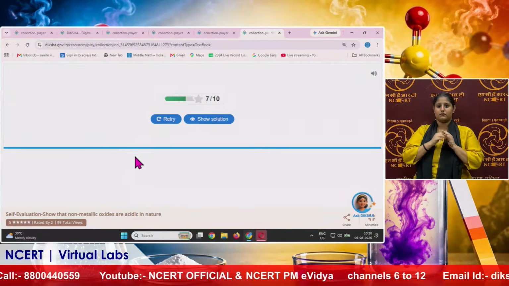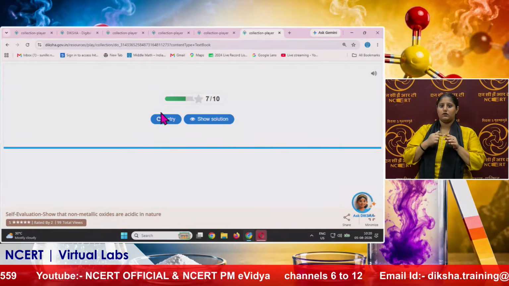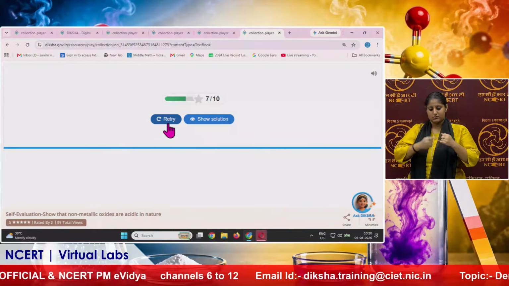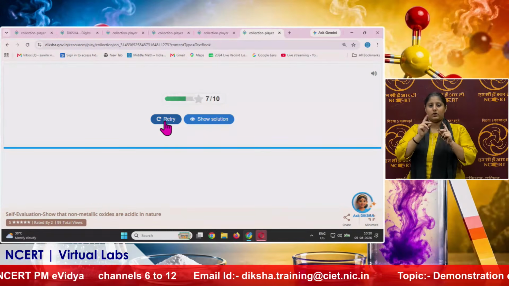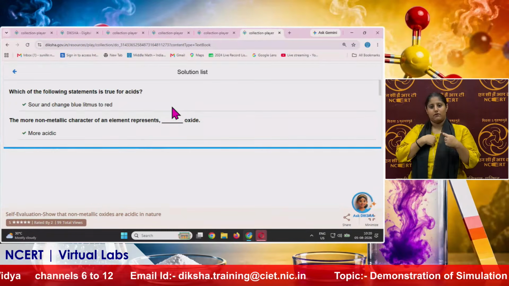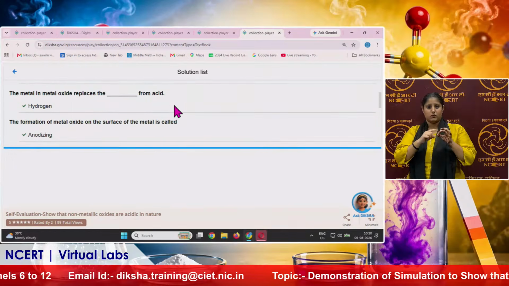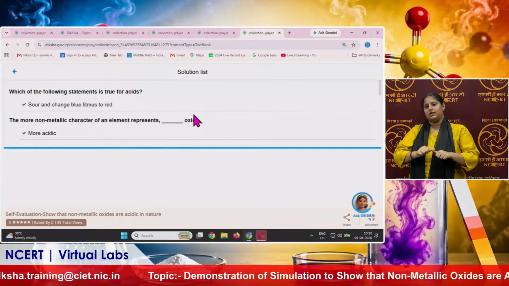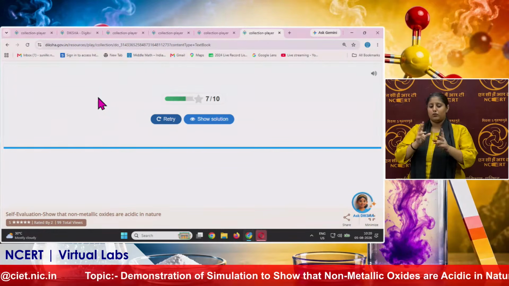Now the next question. Okay, we have performed all the 10 questions. In the last you will get a score also. If you want to retry, you can retry at any step. If you want to check the solutions of all the questions, here you can see that all the solutions are available. You can reset it, replay it, or you can do it again and again.